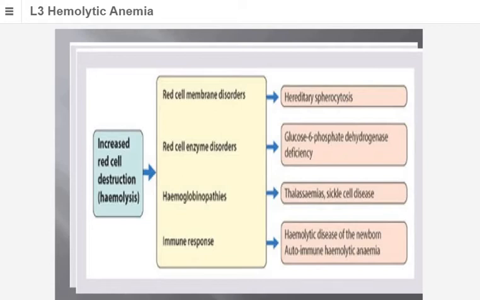Why is RBC destroyed? What are the causes of destruction? Increased red cell destruction or hemolysis is due to either a red cell membrane disorder like hereditary spherocytosis, or a red cell enzyme disorder like G6PD, or hemoglobinopathies, thalassemia and sickle cell anemia, or the immune response.